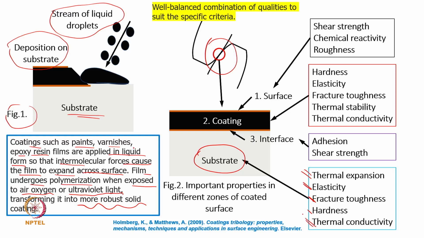And of course, high thermal conductivity, compatible with the coating, will be useful for the overall purpose. So, compatibility between the coating and substrate is very important. Now, the next thing is the interface. What is the interface between the substrate and the coating? If we think about this interface, then we need to look at the adhesion.